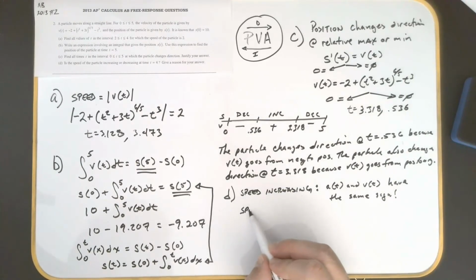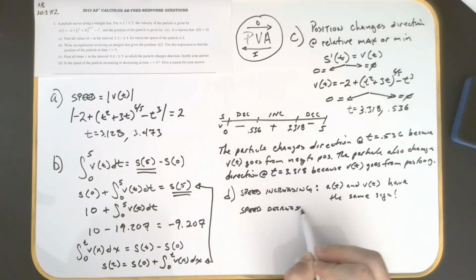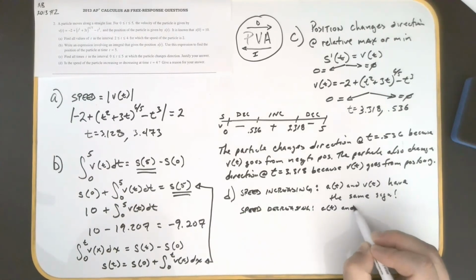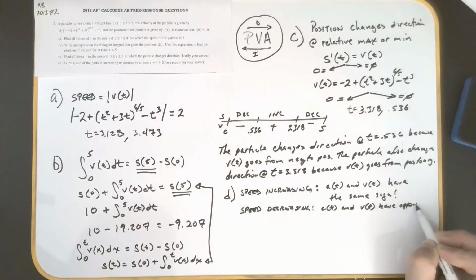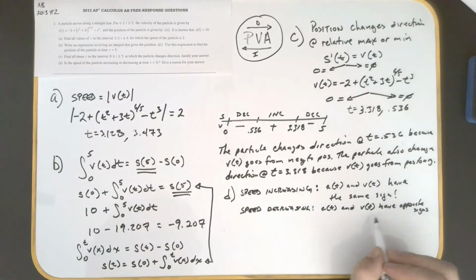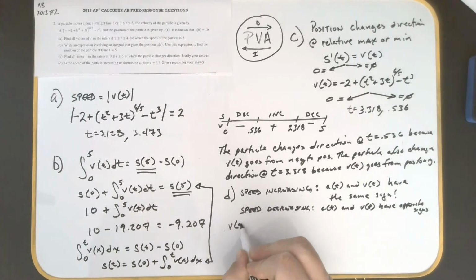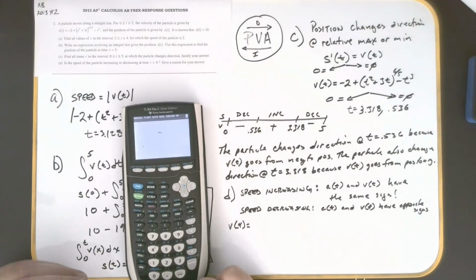The other rule is, you could probably guess, speed is decreasing if a of t and v of t have opposite signs. And that is a fair enough justification. So let's go ahead and calculate what the velocity and the acceleration is at time equals 4. So we just have to figure out what v of 4 is. So we'll put 4 into the velocity function that we have. So we'll use our calculator for that. And let's see if we can enter that.